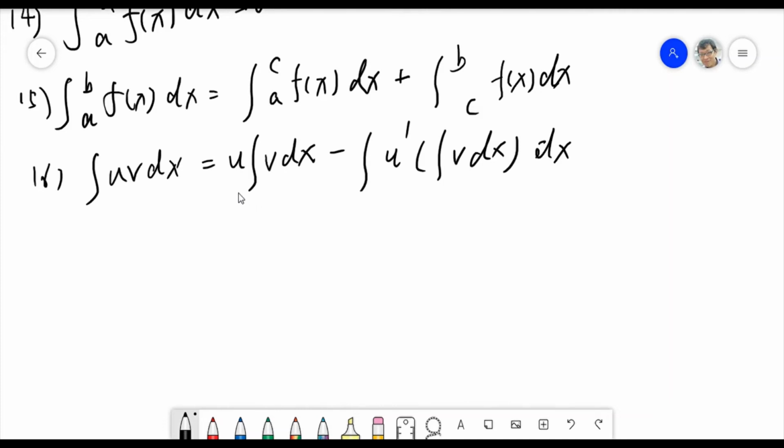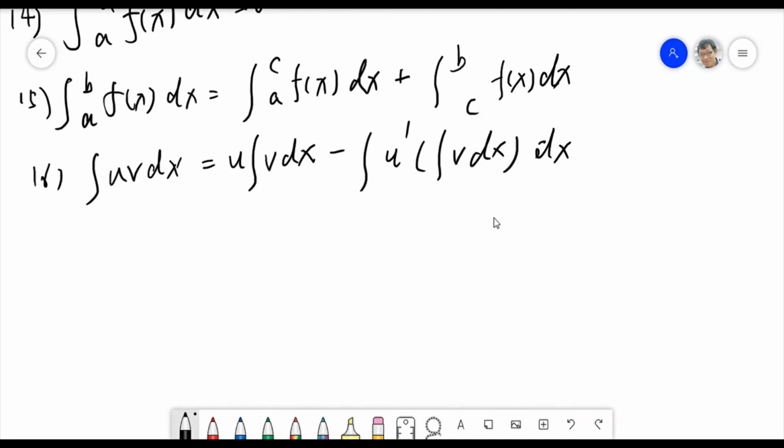Okay, so first, this is the formula. u stays, times the integration of v dx, minus the integration of the derivative of u times the integration of v, and then integrate them together. It looks very complicated, right? And I think whoever found this, I don't know exactly, is definitely a great mathematician.